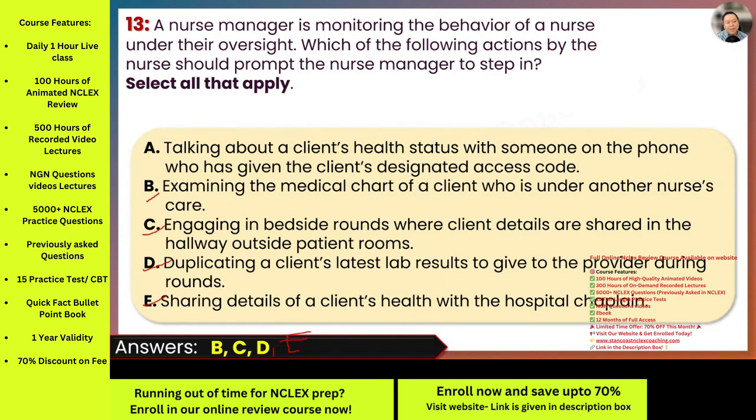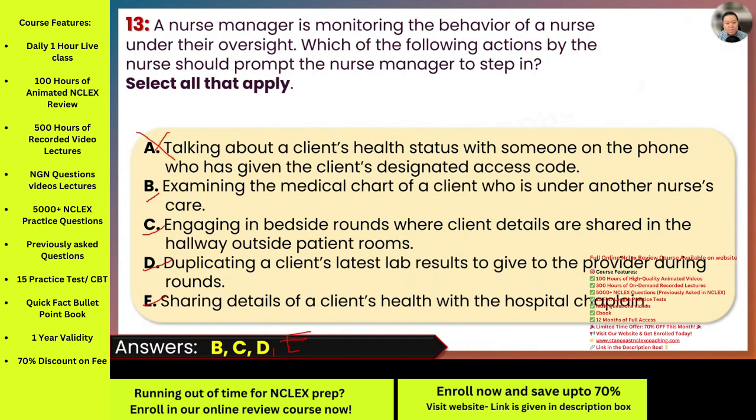Now, what about letter A? Talking about the client's status with someone on the phone who has given the client's designated access code. Why is this incorrect? Well, we know that HIPAA allows certain people, family, caregivers, to receive information if they provide a client-approved access code. The access code confirms that they have the authorization, and so the nurse is not violating HIPAA by discussing the client's health with this person. So that's why this is incorrect.